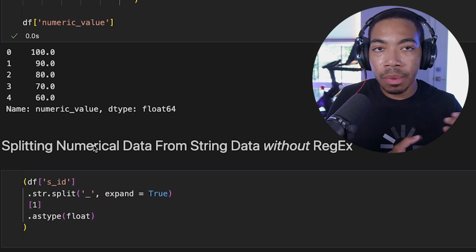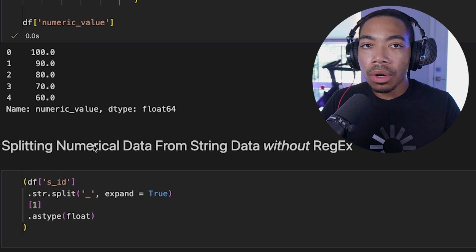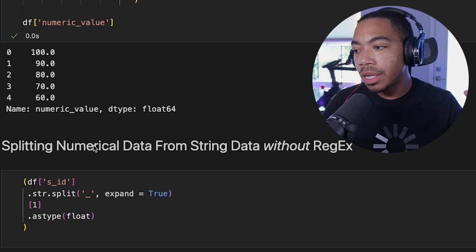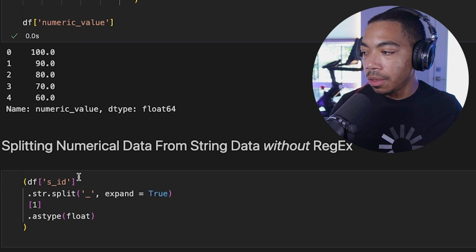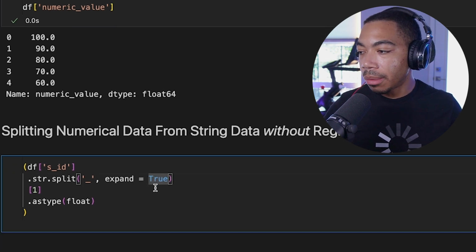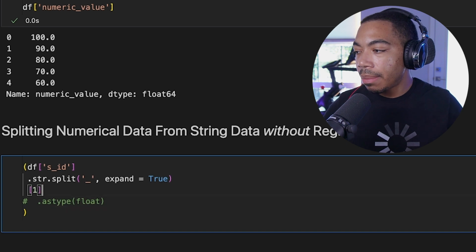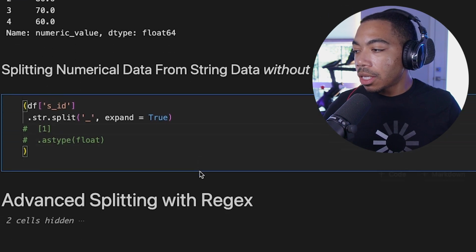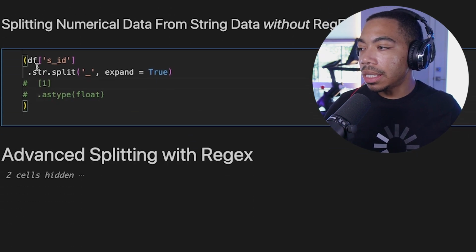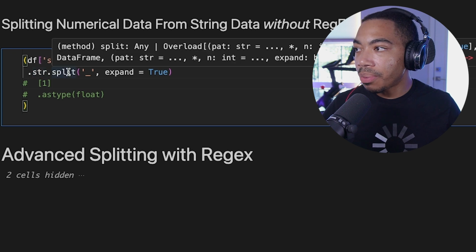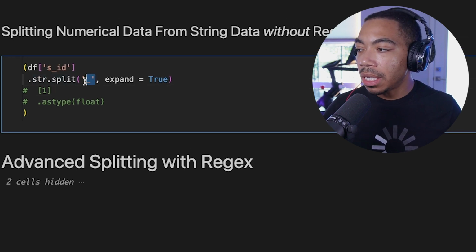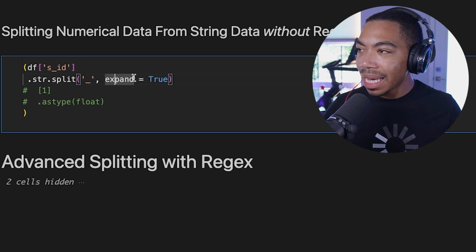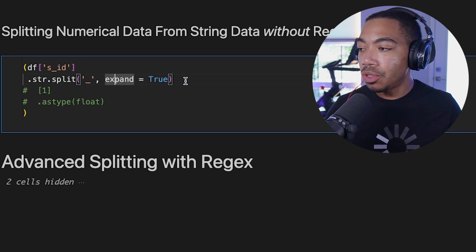Because sometimes regular expressions can be quite confusing, or your data does not need to have a regex in order to perform this analysis. So one thing we can do is something very similar. So let me show you here. Let me comment out the astype and this here. So the biggest difference between these two techniques is that we have our str.split instead of str.extract, and we're going to split on the underscore and then set the expand to true.